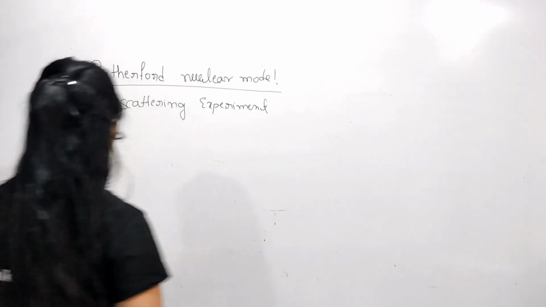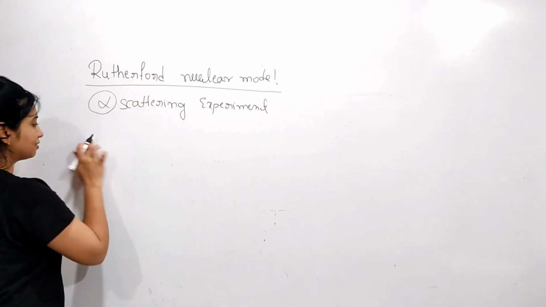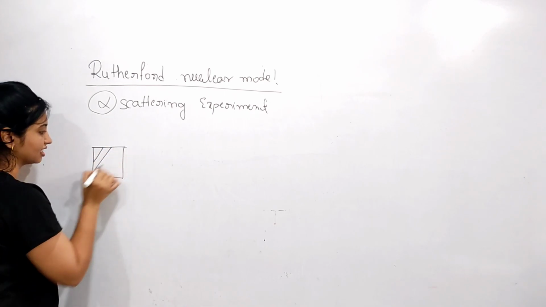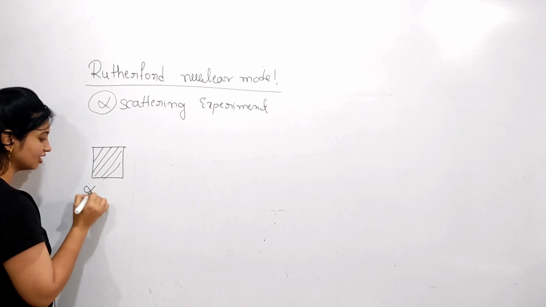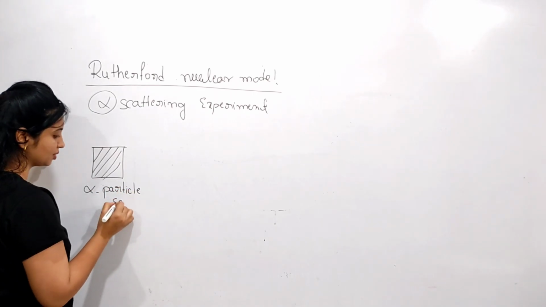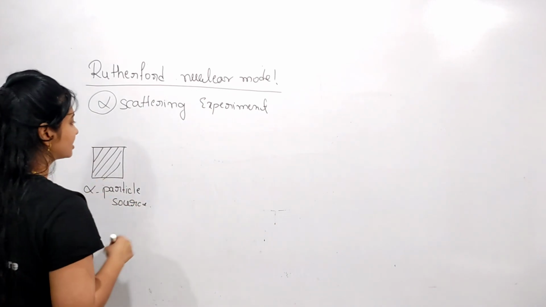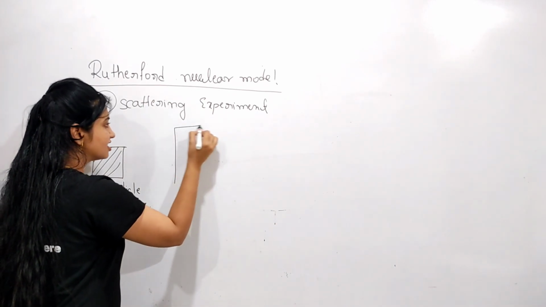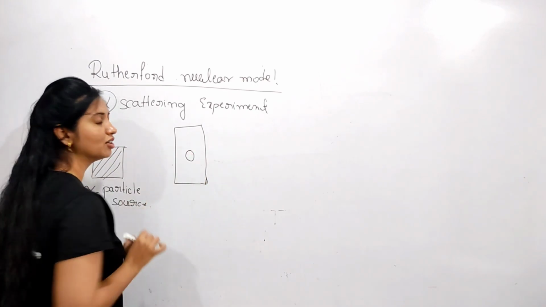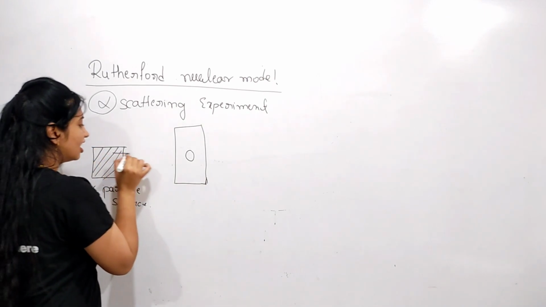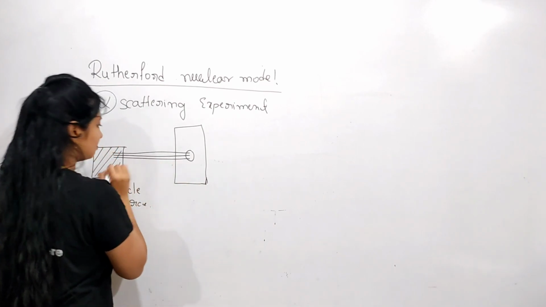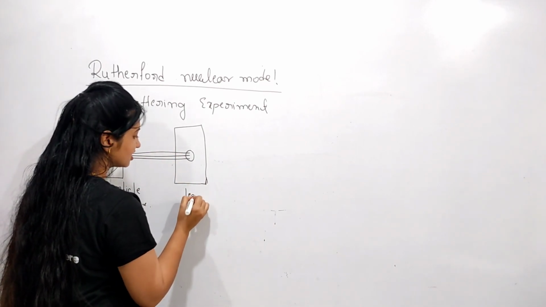So what is the experimental setup here? Let me show it. He took one alpha particle source. This is our alpha particle source. And next, he adjusted a lead foil here, having a hole in the middle to pass the rays of alpha particles. So this is a lead sheet.